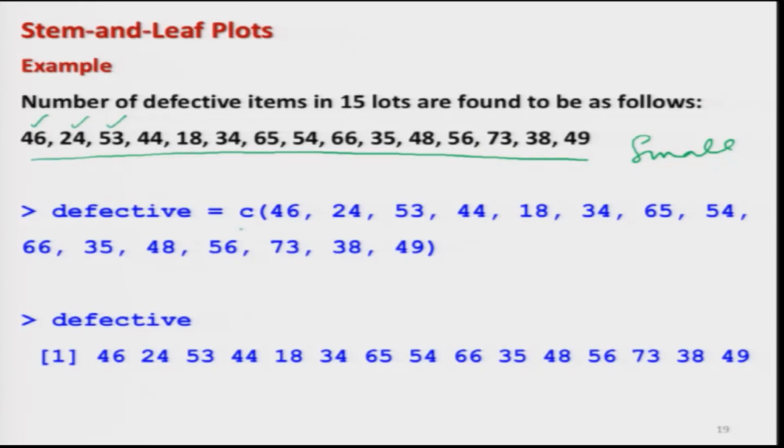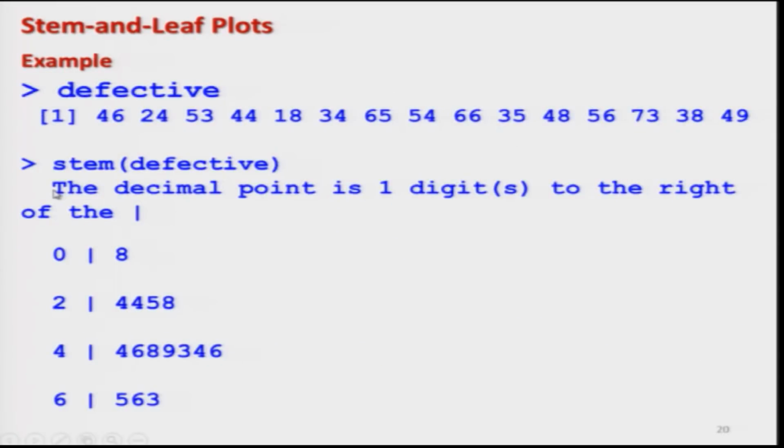So, I try to put all this data inside a variable, defective. So, this will look like this, and then I will try to execute the stem command over here. As soon as I say stem(defective), the outcome will look like this, which I will show you on the R screen, on the R console also.